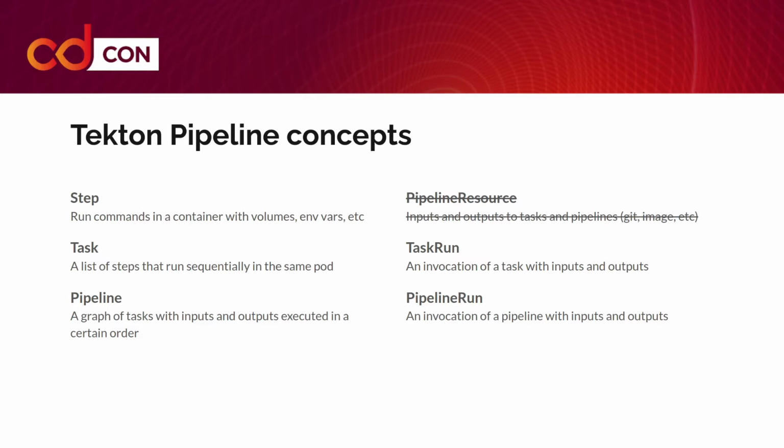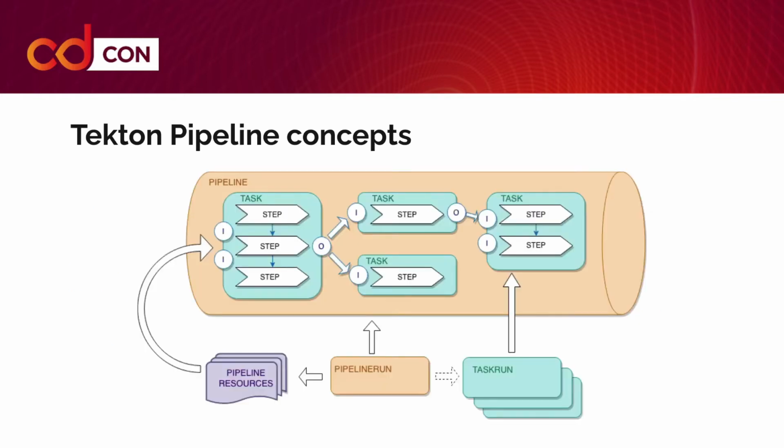There is a concept that is struck out in the slides, which is the pipeline resources. It's struck out because as of today, the API is v1beta1, and pipeline resources are still alpha and are deprecated. So when we reach GA, v1 API, we will remove this concept. So in a schema, this is how it looks.